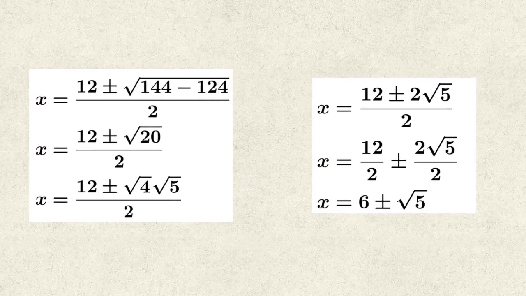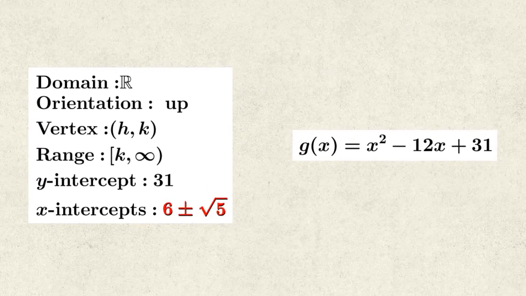We will need to take a few steps to simplify this expression. Feel free to pause the video and follow each of the steps below. Note how we simplify the radical and then simplify the fractions. Now that we have our x-intercepts, we will move on to finding the vertex and then the range.